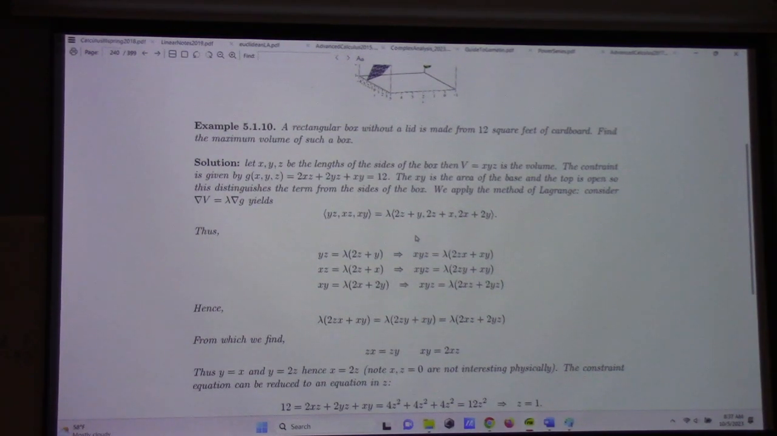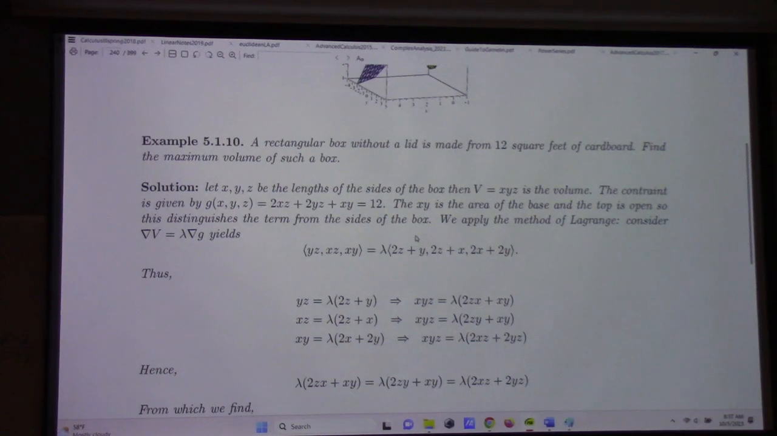Here, look, an honest to goodness applied problem. Check it out. You have a rectangular box without a lid, made from 12 square feet of cardboard. Find the maximum volume of such a box. So I let x, y, z be the lengths of the sides of the box. That means xyz is the volume. What's the constraint? Let's see, 2xz plus 2yz plus xy, that would be the cardboard.